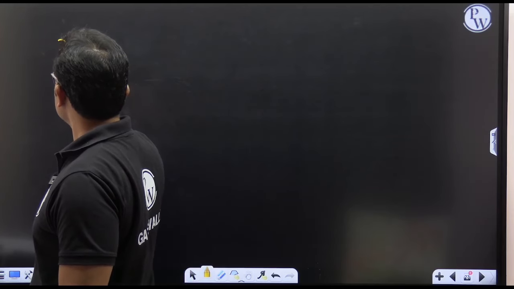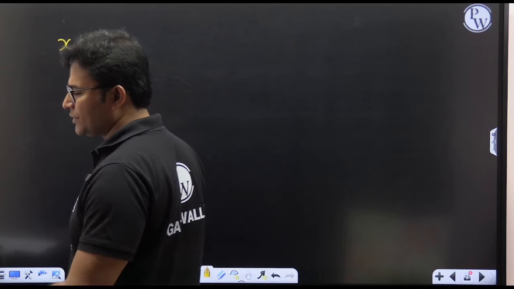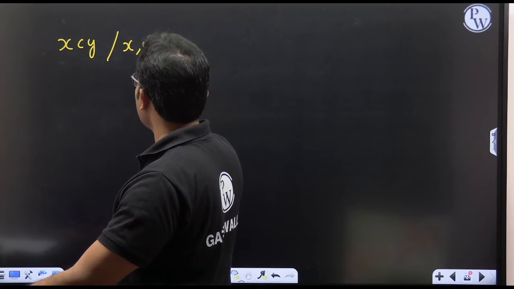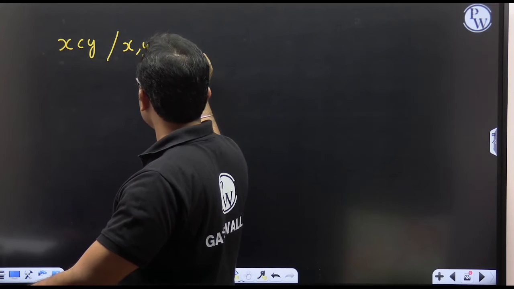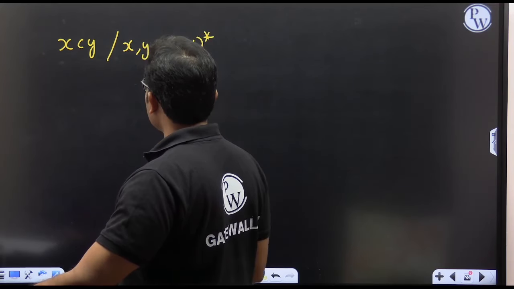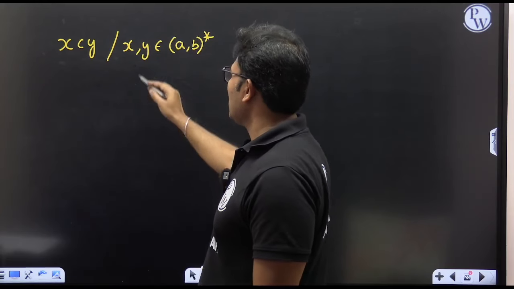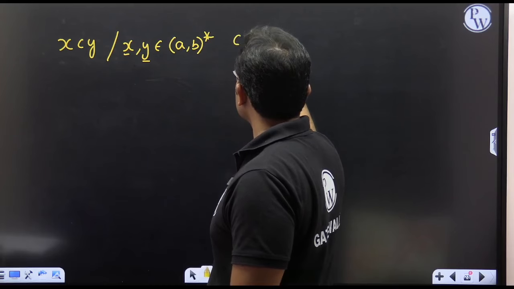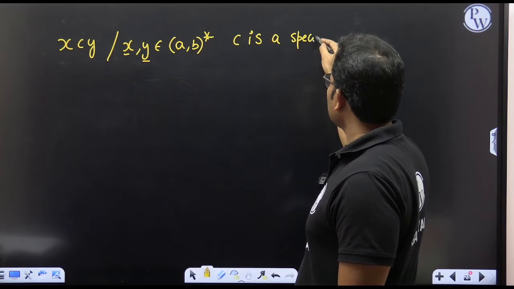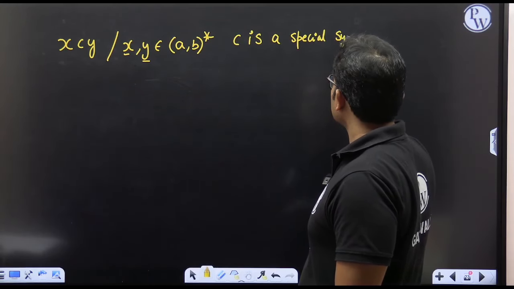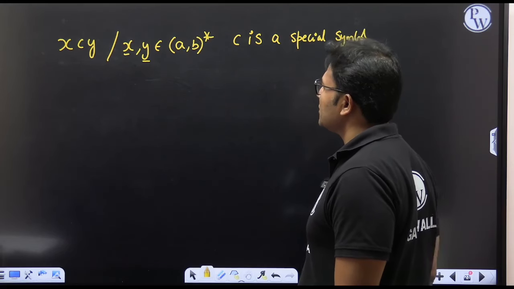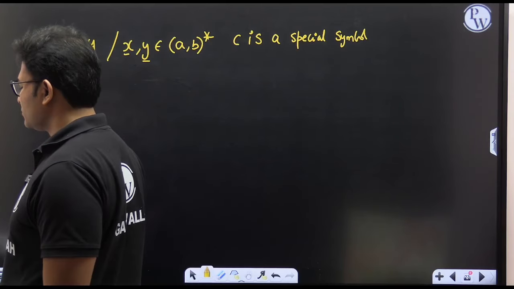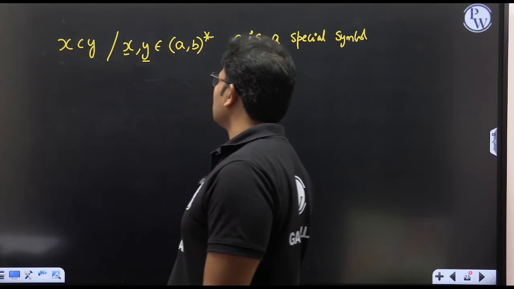X C Y, such that X comma Y belong to {A, B} star. X can be anything, Y can be anything, and C is a special symbol. Here C is a special symbol.